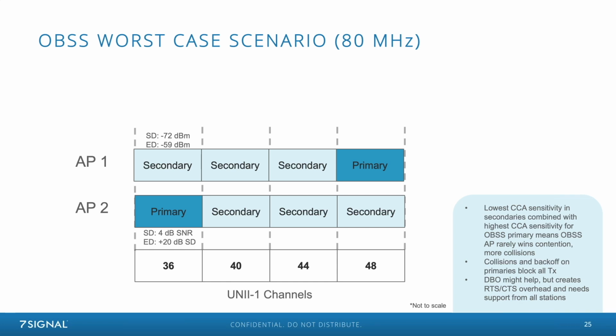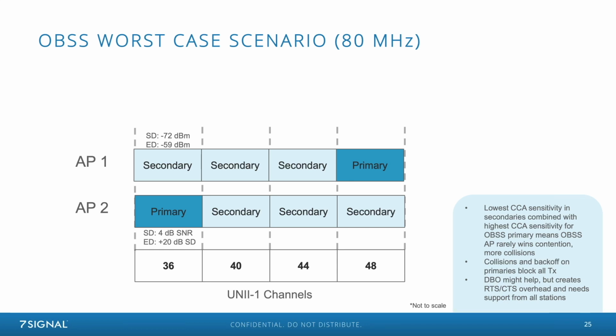And actually, AP1, or I should say AP2, is doing the same thing to AP1 on channel 48. When it transmits, it's stepping all over AP1's primary channel as well. So we have a lot of collisions where the APs are rarely winning contention on their primary channels.